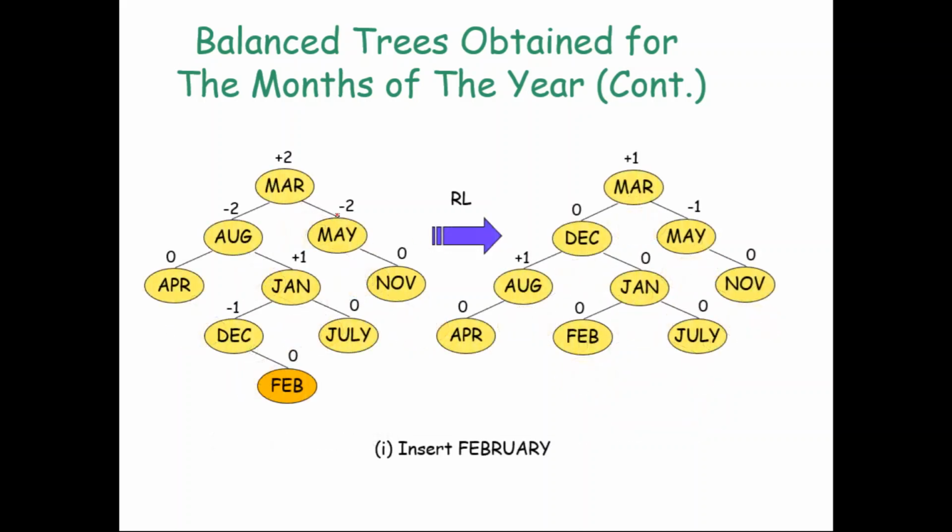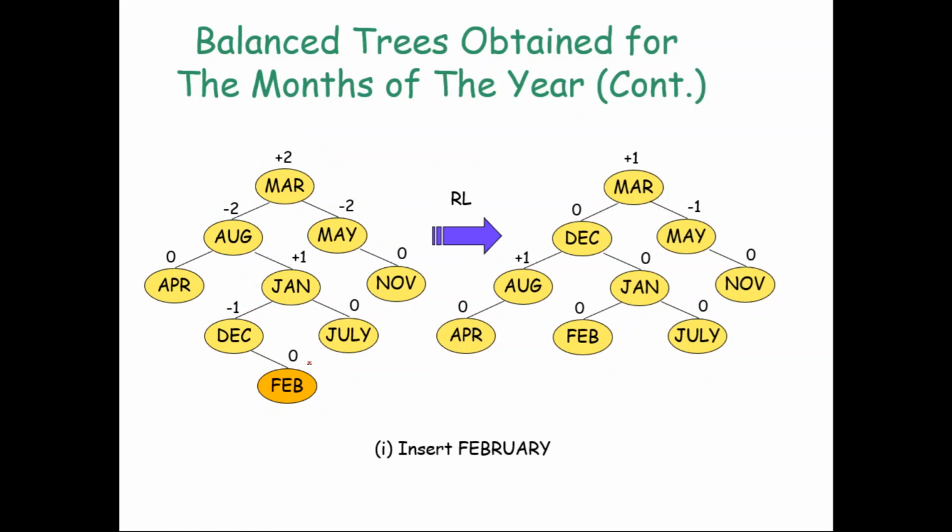Now if you add February, this is what you get. Here 3 nodes got unbalanced: 1, 2, 3. From the new node, we look for the closest one. So this is the closest one, so we have to start from August.